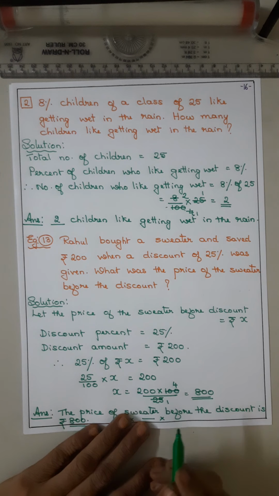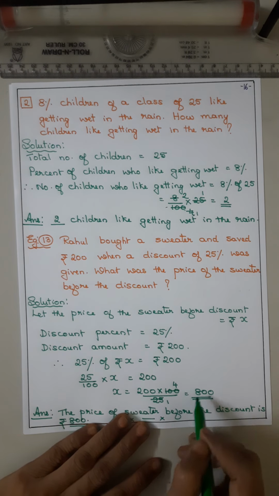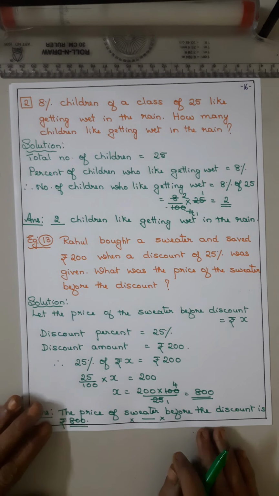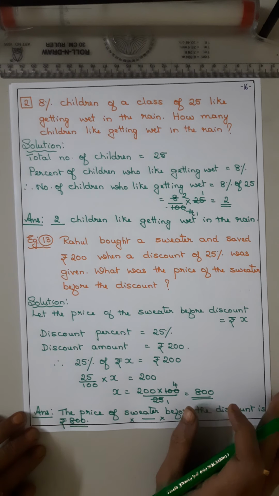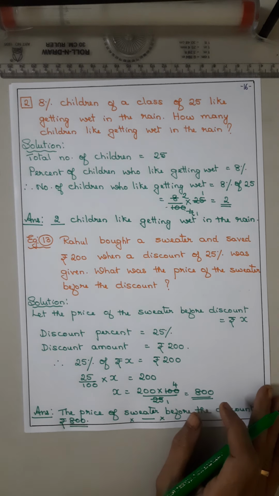25 ones are 25, fours are... now 4, 0, 0, 0, and 4 twos are 8. So the price of the sweater before the discount will be rupees 800. Is it okay? So find out the price of the sweater before the discount.